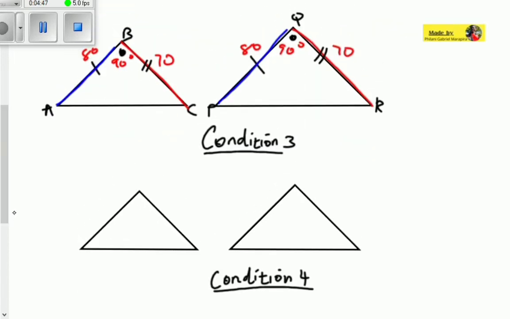So the third condition of proving congruency is if you have got this side corresponding to this side. So you've got side AB corresponding to side PQ. So you have got AB, this is marked with blue here, which is equal to PQ. You can see that if those sides are equal, that contributes to their congruency as well.